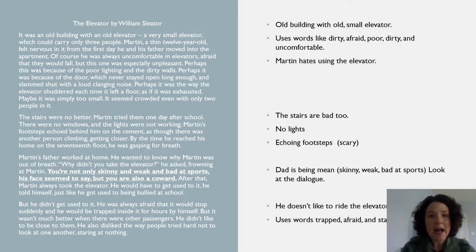Okay, I am going to read to you, and I'm not going to have my picture up for this one, but I'm going to read this to you, and then you'll see some notes along the side. And our goal as we read is to think about what the mood and tone is of the story. And the story is called The Elevator, and it's by William Sleater, and it's one of my favorites. So let me begin, and then you can read along with me.